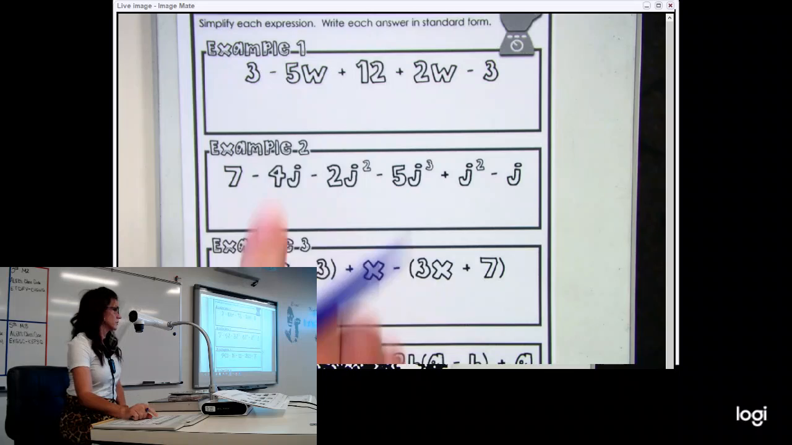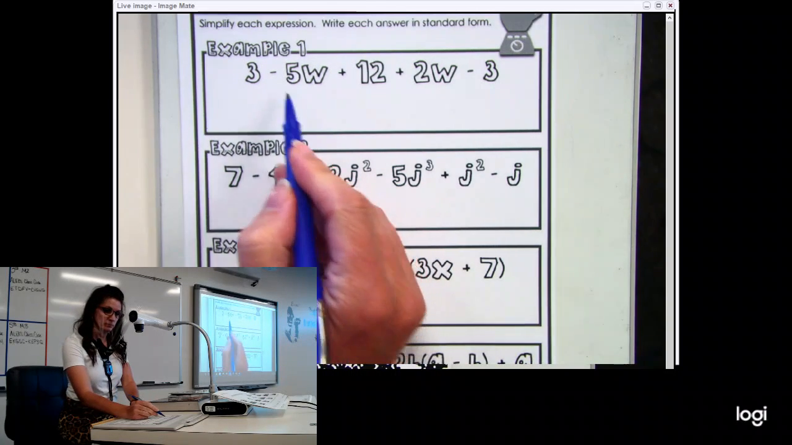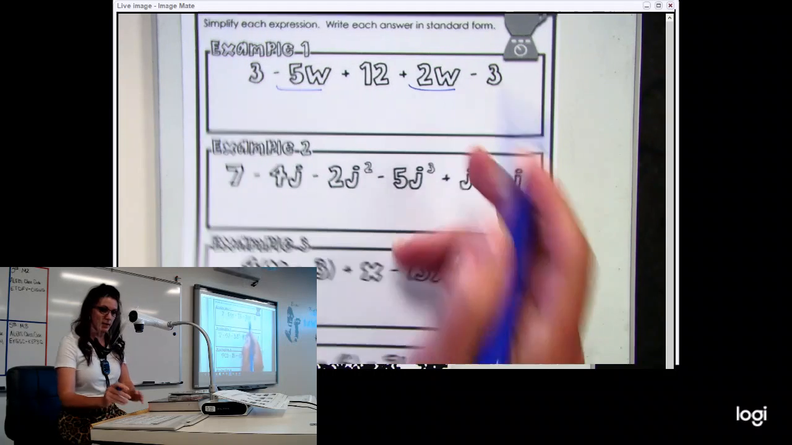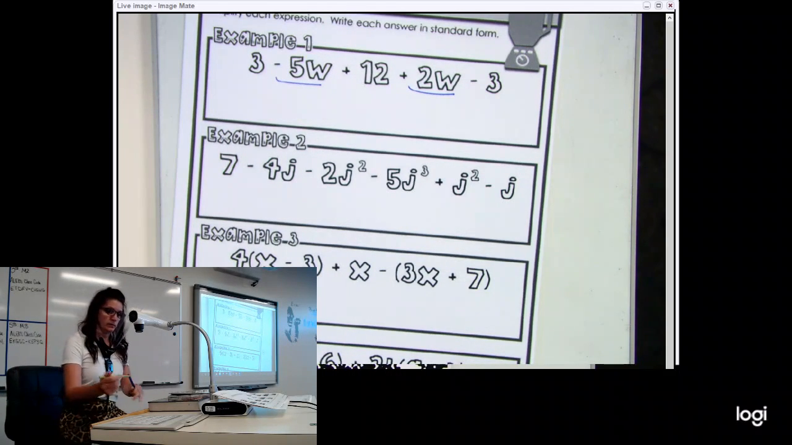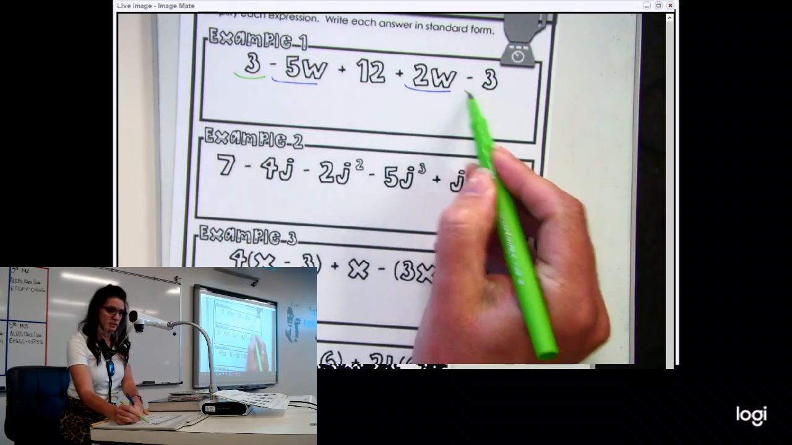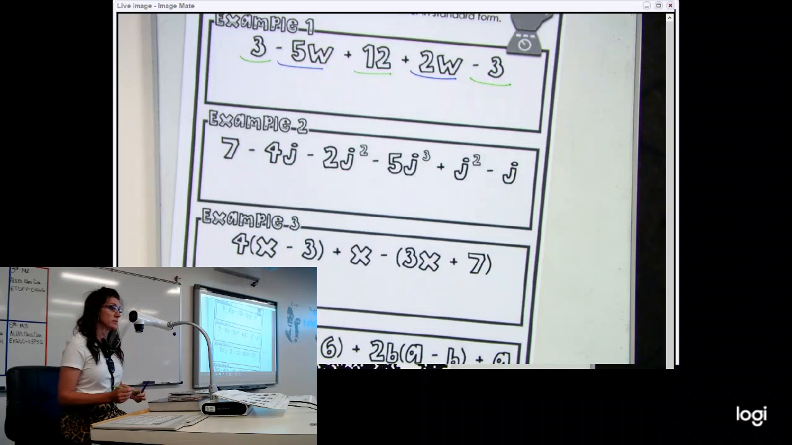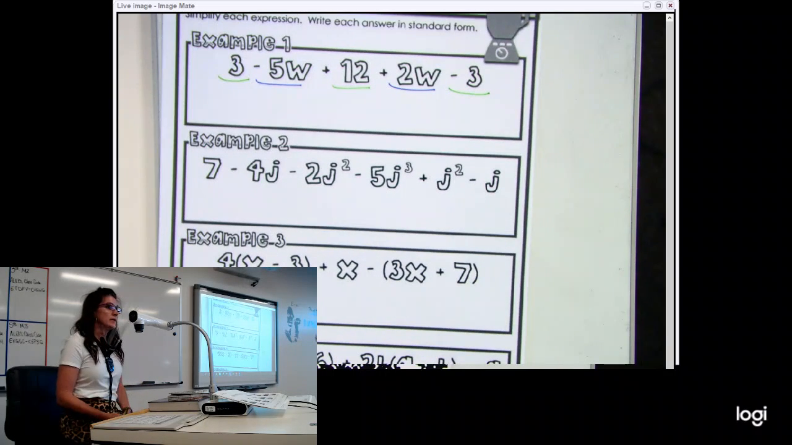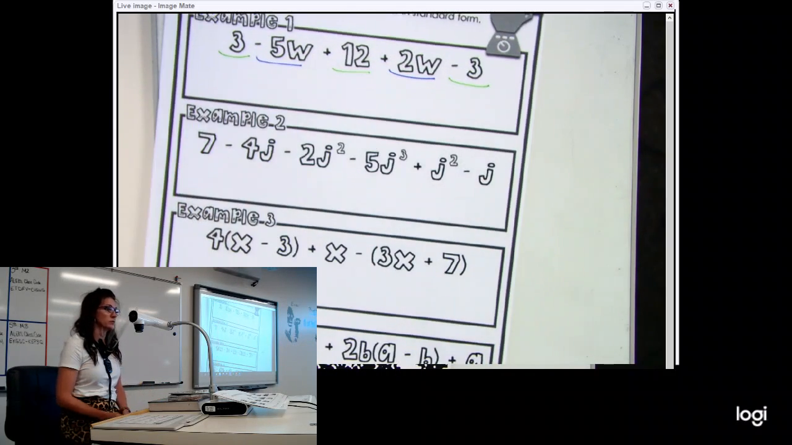Tell me the like terms that you see in example 1. Okay, and then I also heard 3 and that guy right there. Oh, and that guy right there. Yes? So you see I kind of like color because I can group things together. Now, what order should we combine these in? Do you think we should go for the numbers or should we go for the letters first?